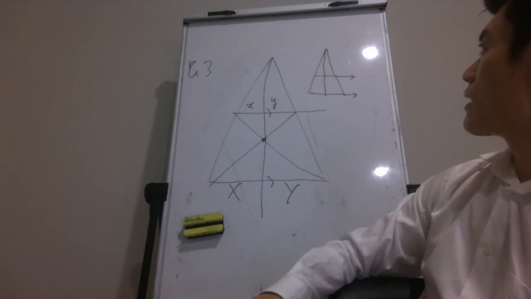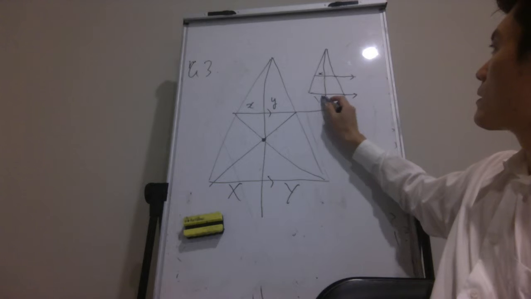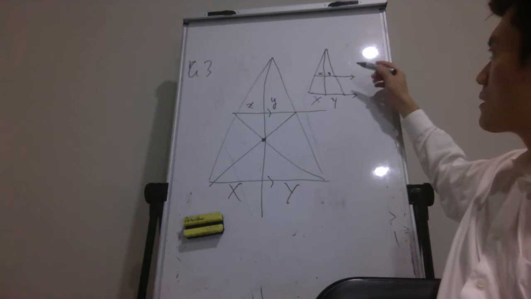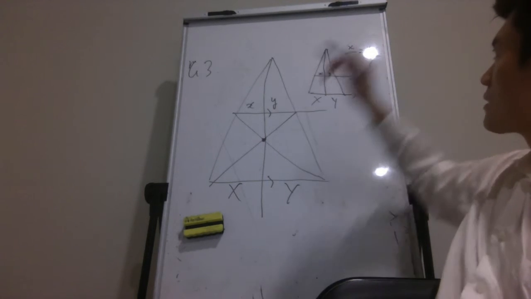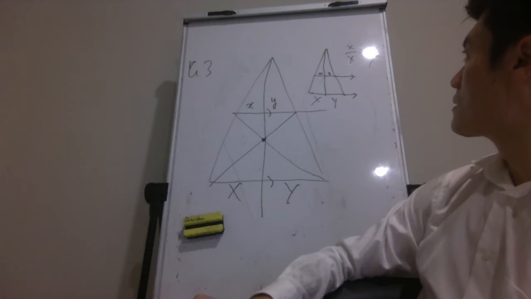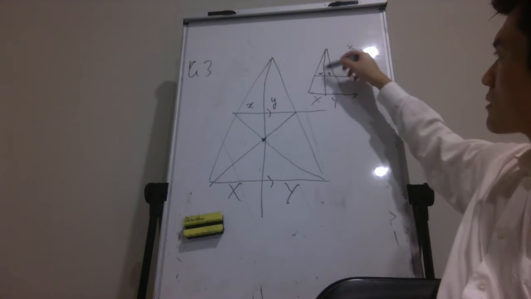Could you see from that, you would get that x over x is the same as y over y. I guess because, you know, like there's similar triangles everywhere here.